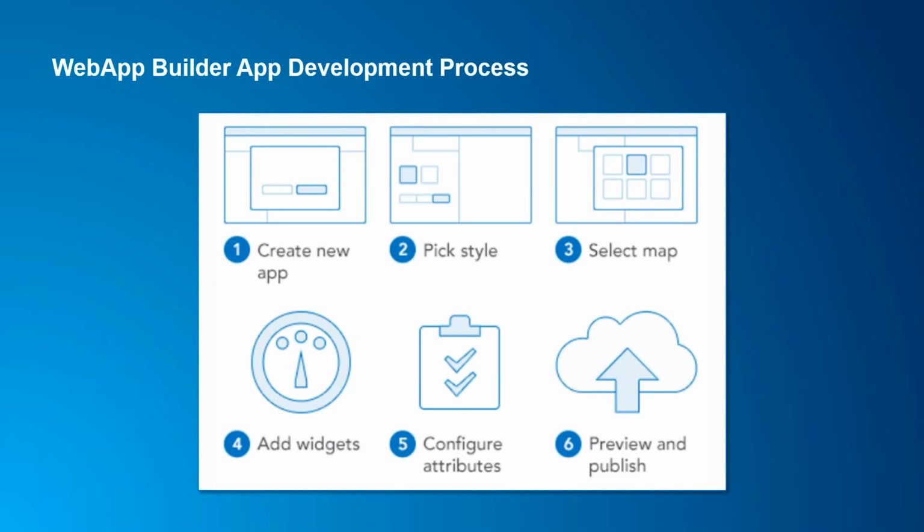The web app developer process looks like this. So it's a simple 6-step process that involves creating a new empty instance of an application, picking a style, in other words, an appearance for that application, selecting the web map content that you want to go into the application, adding your widgets and configuring those widgets up to do whatever functionality you want those widgets to deliver, and finally configuring some attributes of the overall application, and then you can either preview it or publish it. So it's a much more contained and much more simple process than the typical app development process.